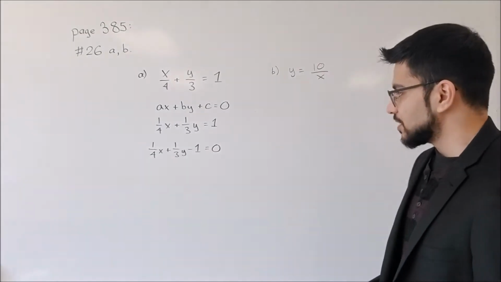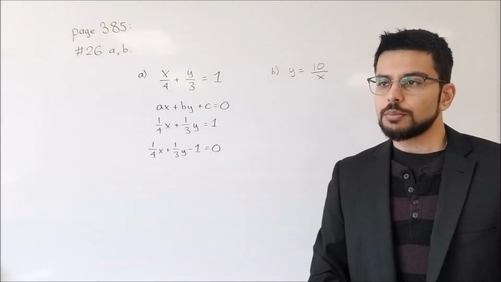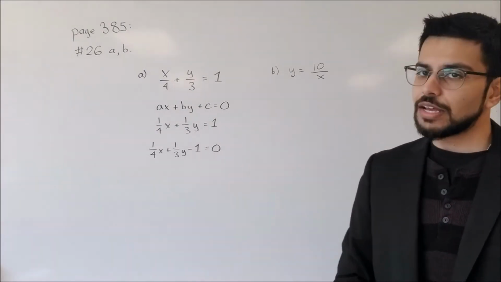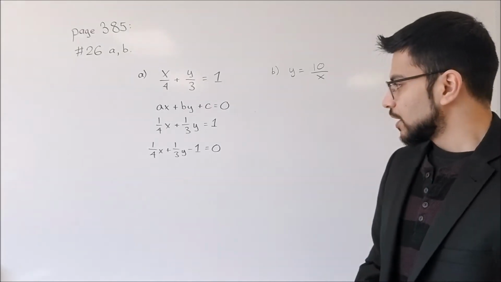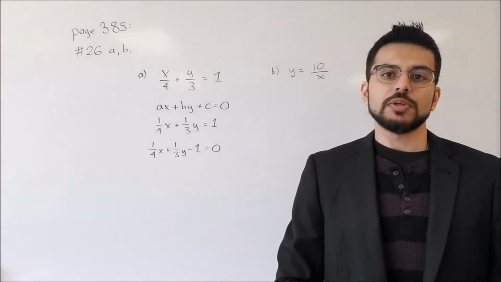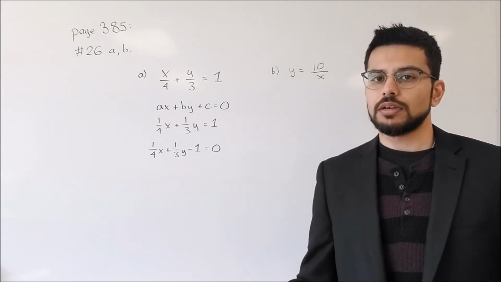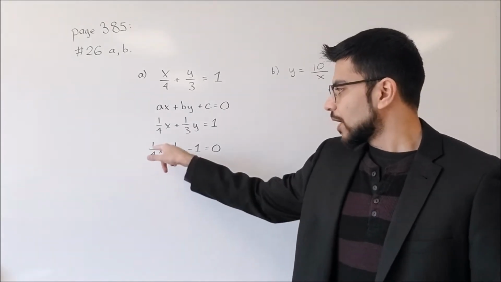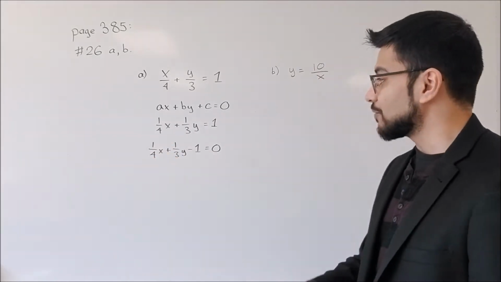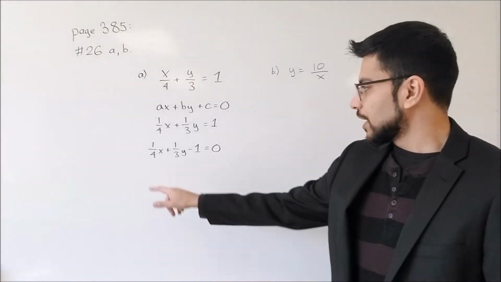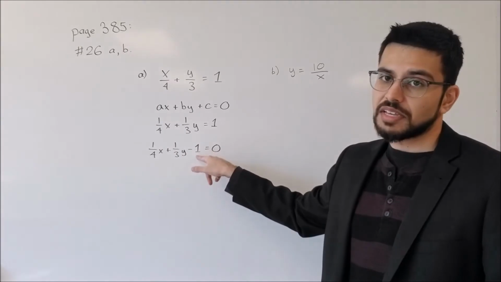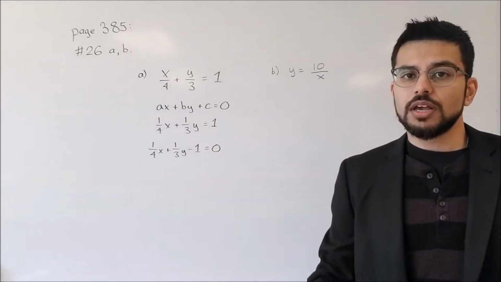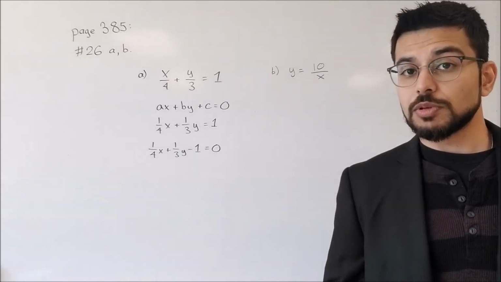Okay, so everything's fine and dandy now. It looks just about right. Problem is that our a value must be a whole number. 1/4 is not a whole number. So to counteract a fraction, you have to multiply everything by whatever the bottom of that fraction is. So I'm going to multiply everything by 4. I end up getting 4 over 4, 4 over 3, 4 times -1, and 4 times 0. And if I clean it up, my equation ends up looking like this.